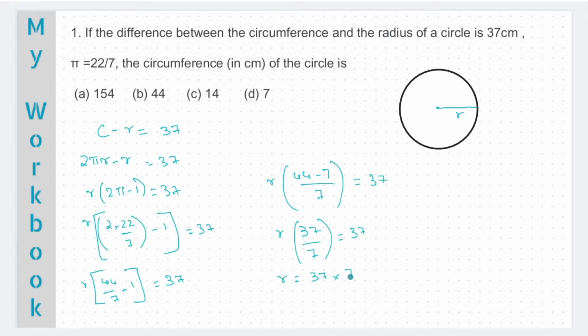So we will be getting r as 7 centimeter. Immediately don't mark the answer as option D, 7, because the question is what is the circumference of the circle. So we need to find 2 pi r, which is 2 into 22/7 into 7. So it will be 44 centimeter.